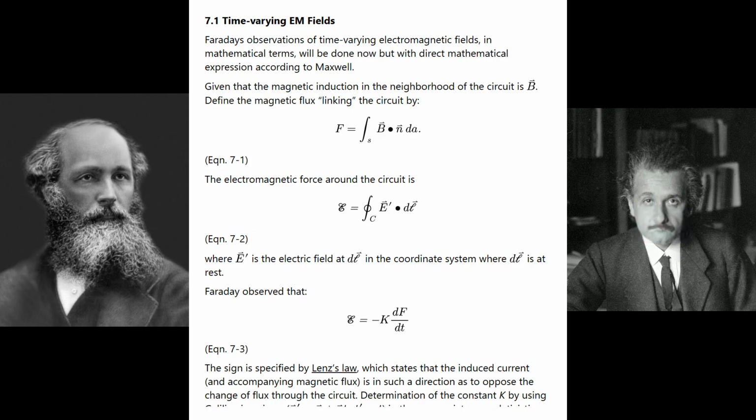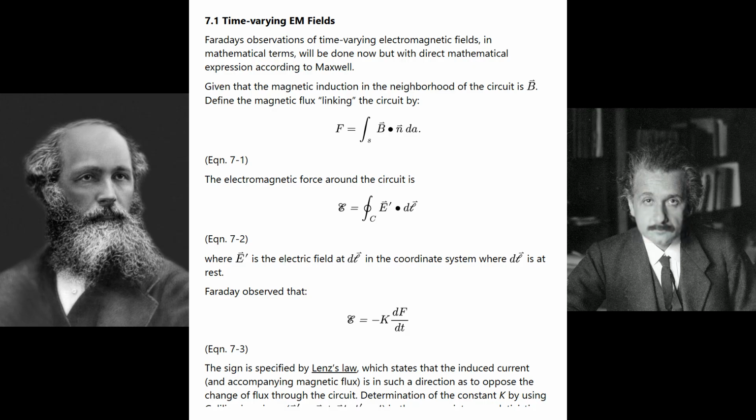7.1 Time-varying EM fields. Faraday's observations of time-varying electromagnetic fields, in mathematical terms, will be done now but with direct mathematical expression according to Maxwell. Given that the magnetic induction in the neighborhood of the circuit is B. Define the magnetic flux, linking the circuit by equation 7-1. The electromagnetic force around the circuit is equation 7-2.